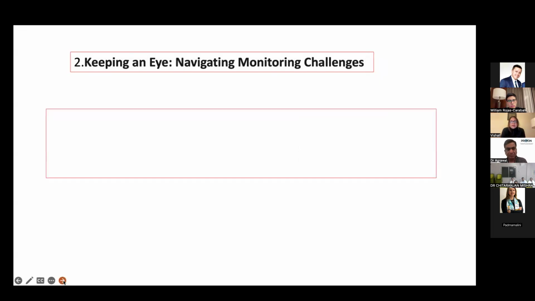Now, secondly, I said about monitoring. When we are monitoring, it's very important that we keep an eye on what I call navigating monitoring challenges. Now, what happens? One of the major challenges that we face when we start treatment for infective uveitis is paradoxical worsening.